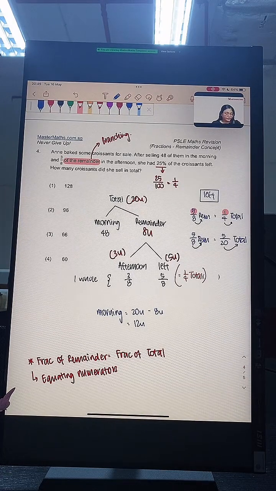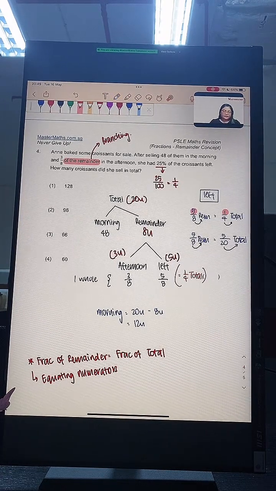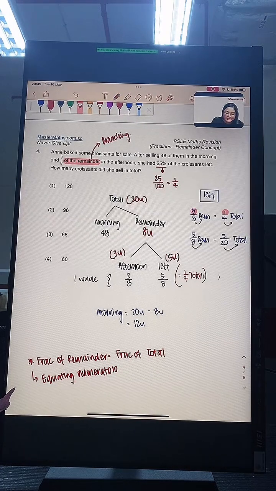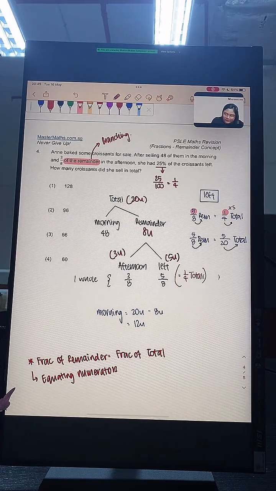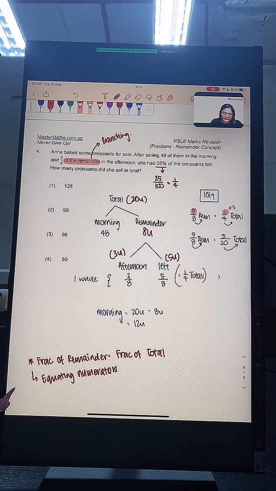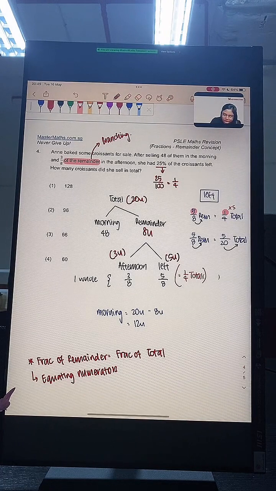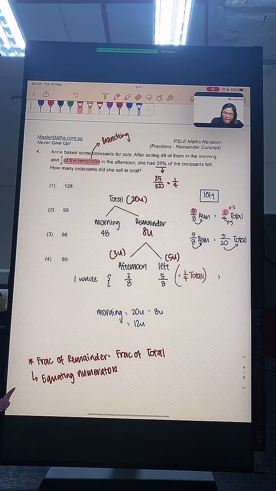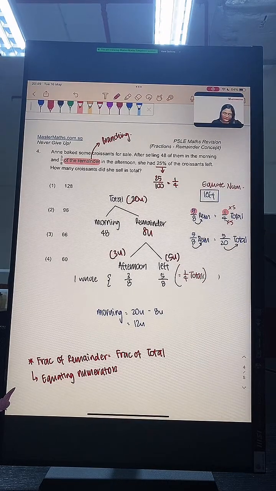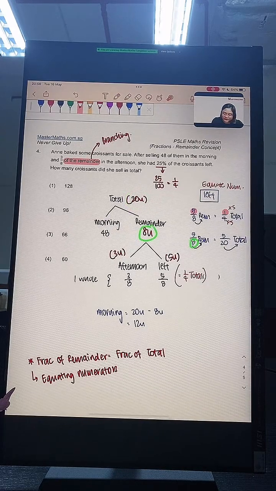So far so good. Where did I get the 20 from? The 20 is actually from 1 times 5, because we want to equate numerators on the right hand side, and 4 times 5. This is where we get the 20 from, by equating numerators. Then 20 is the total units, remainder is 8 units because of the denominators here.